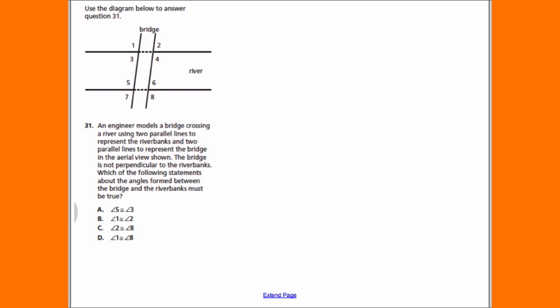This is MCA practice problems 31 to 35. Number 31 says use a diagram below to answer the question 31. An engineer models a bridge crossing a riverbank using two parallel lines to represent the riverbanks and two parallel lines to represent the bridge in the aerial view. The bridge is not perpendicular to the riverbanks, so which of the following statements about the angles formed between the bridge and the riverbanks must be true?